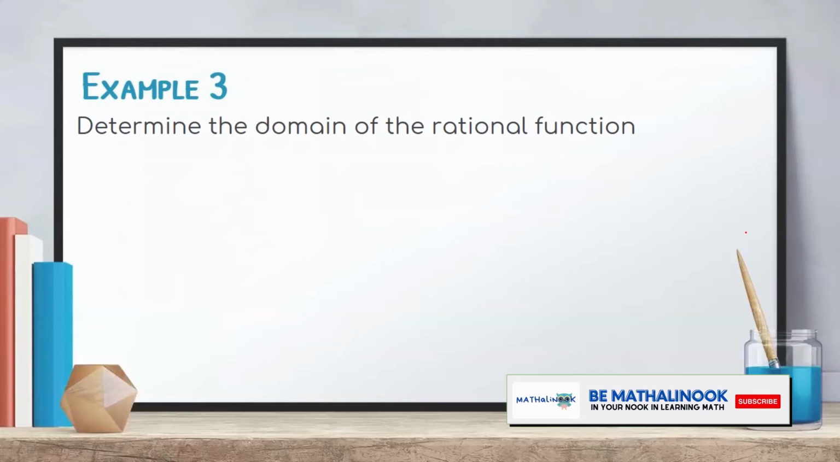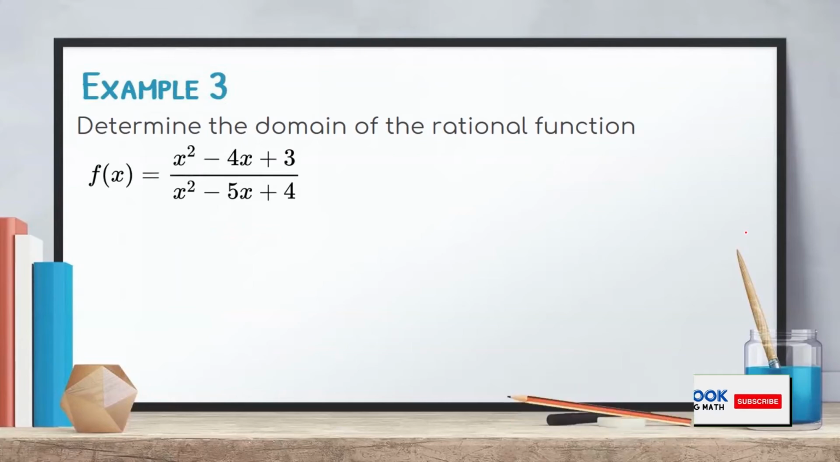Finally, for our last example, determine the domain of the rational function f of x equals x squared minus 4x plus 3 all over x squared minus 5x plus 4. In this given, observe that we can factor the denominator to be x minus 1 times x minus 4. Since we have two factors at the denominator, to find the restrictions, we will equate both factors to 0 and solve for the value of x.